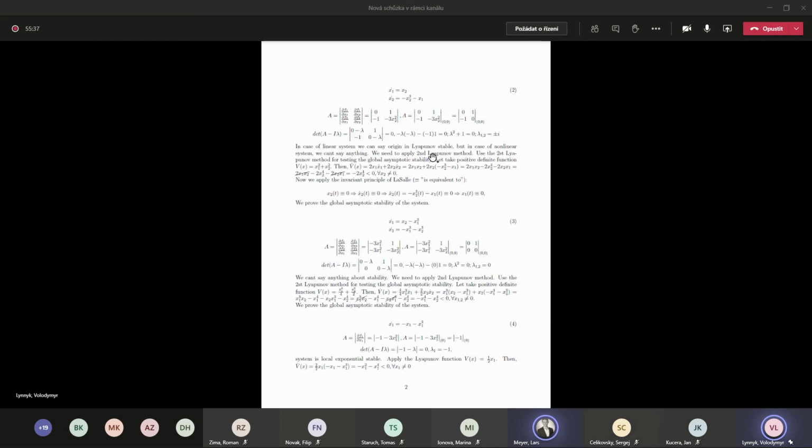Here we can't say anything about the stability, because in the linear system this is stable. In a linear system, this point is a center, but in a non-linear system, we can't say anything about the stability of the overall system.